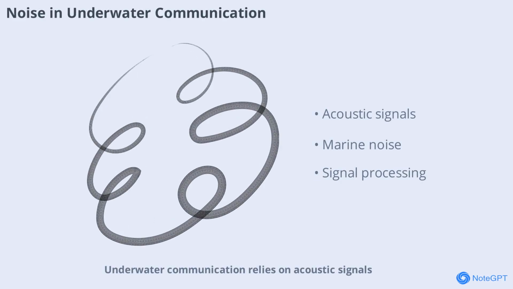Underwater communication relies on acoustic signals, which are highly susceptible to noise from marine life, ships, and environmental factors. Techniques like frequency selection and signal processing help reduce noise and improve the reliability of underwater communication.